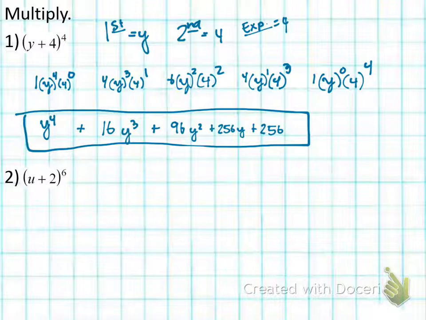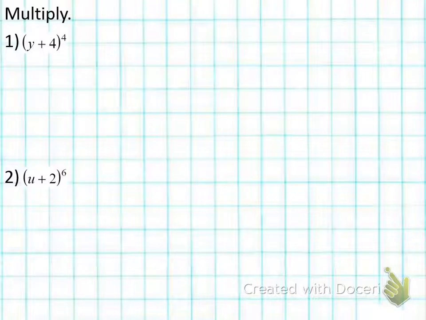Believe it or not, this is easier than multiplying it out, because if you were to multiply it out, it'd take you a long time. The first time I showed you this, I did a lot of explaining, but once you understand the process, it goes pretty quickly. So again, watch me from the top. Number 1. First thing you do is identify the first term and second term. First term is y. Second term is 4. Then we find the exponent.